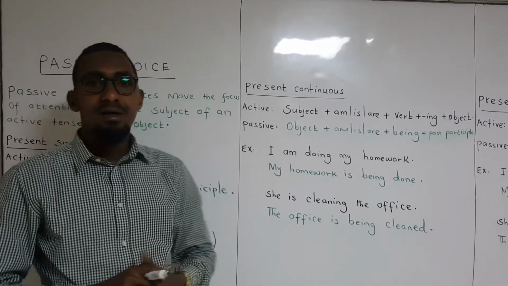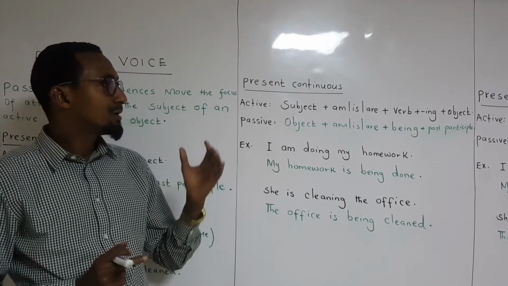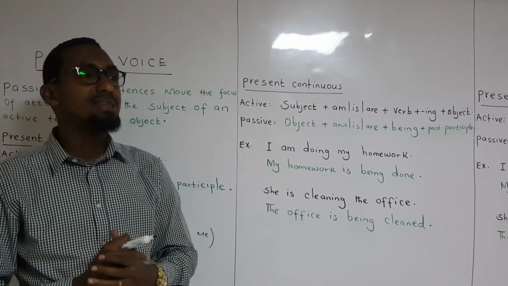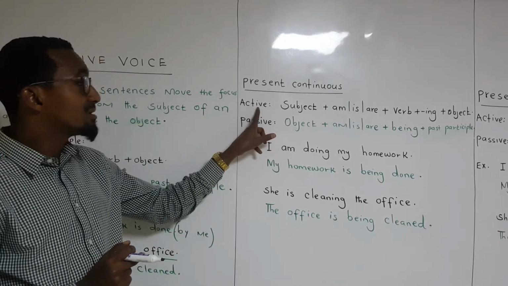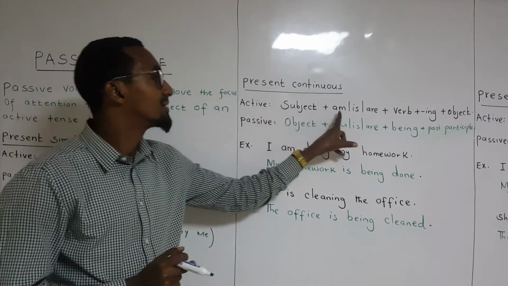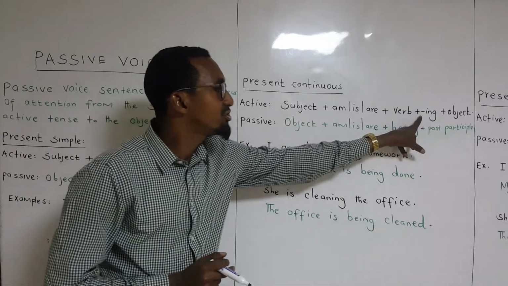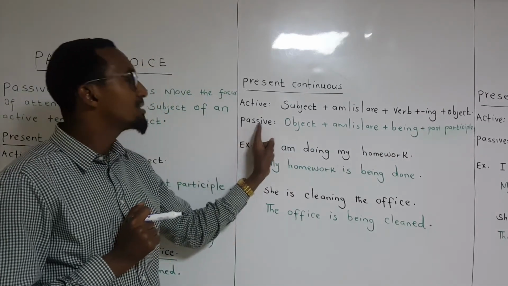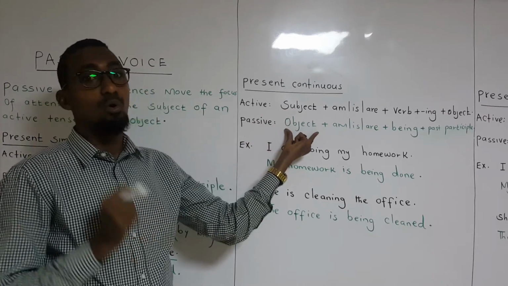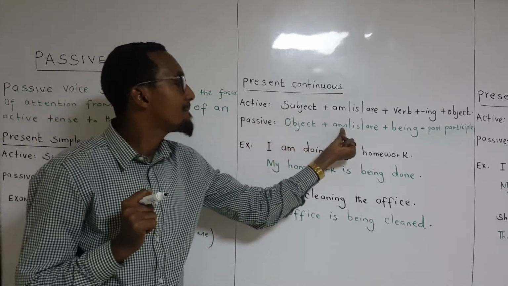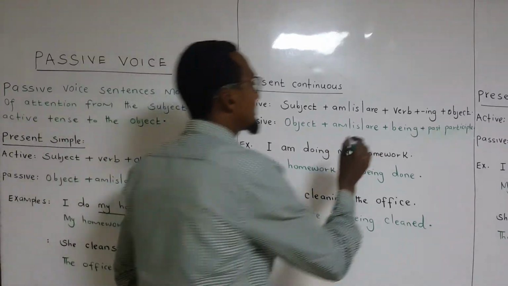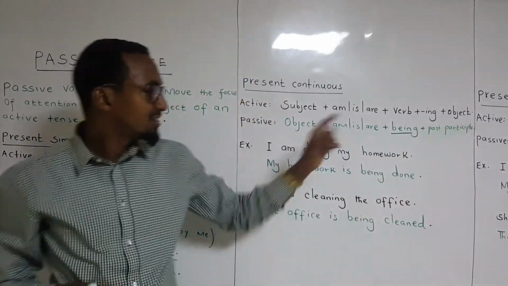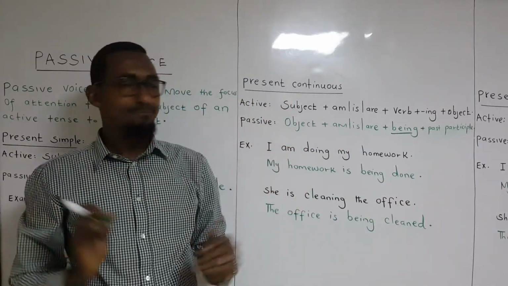We learned earlier that the present continuous talks about an action that is happening right now, or at the moment. The formula of the present continuous active is subject plus am, is, are plus verb-ing plus object. On the other hand, the passive voice will be: we always start with the object plus am, is, are. Then we add been here. Being plus past participle. You see that the past participle is always there.